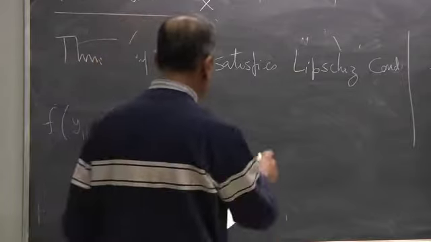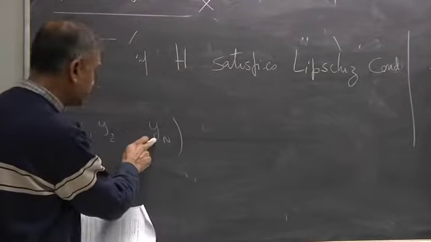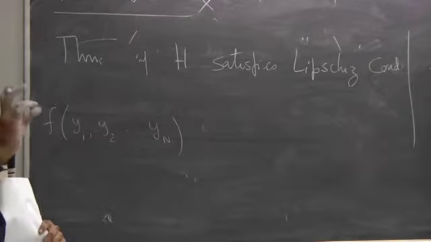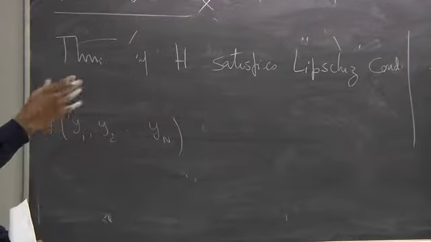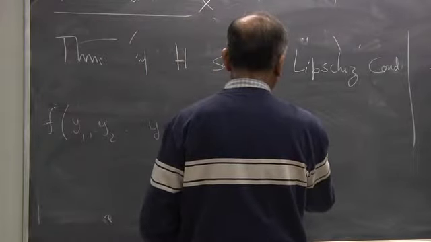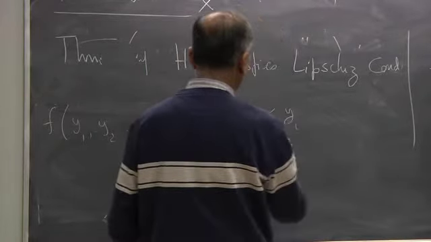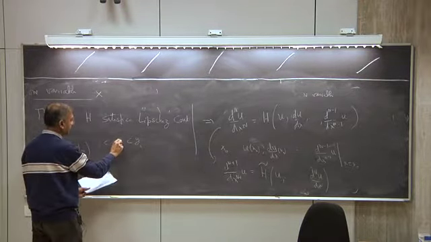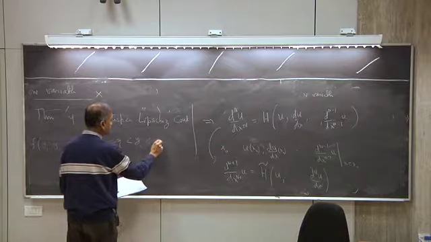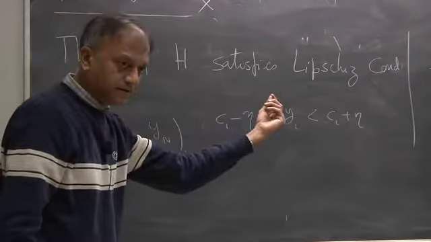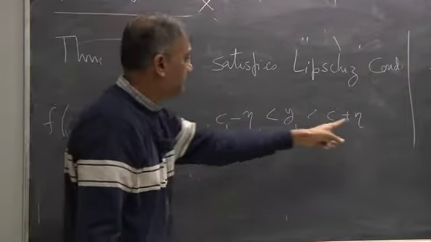consider now some interval. These are n variables, and for each of these variables, I consider some interval where the variable is allowed to change and vary. So let's suppose yi lies between ci minus eta and ci plus eta. Here ci is some number, and the interval is specified by eta.